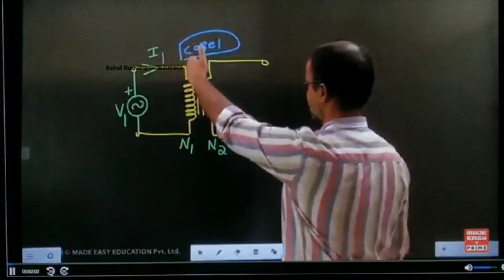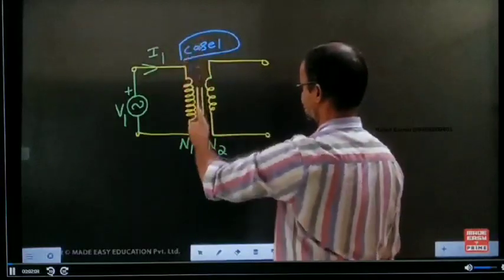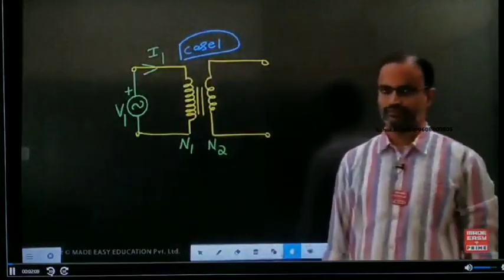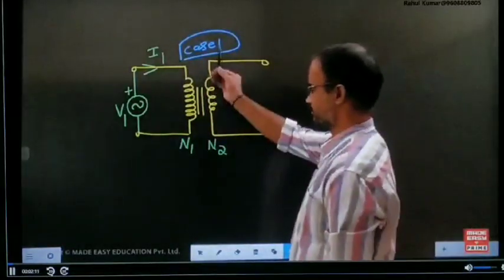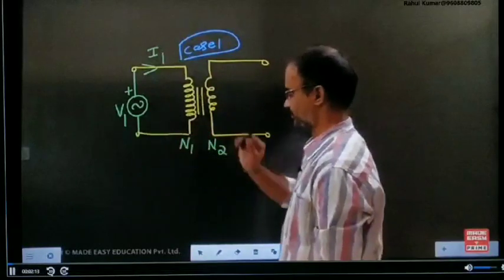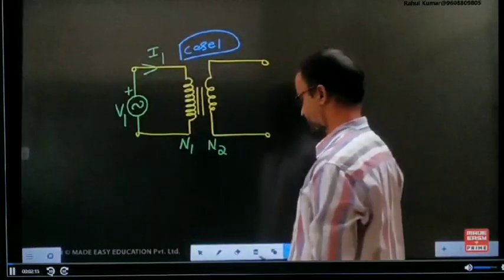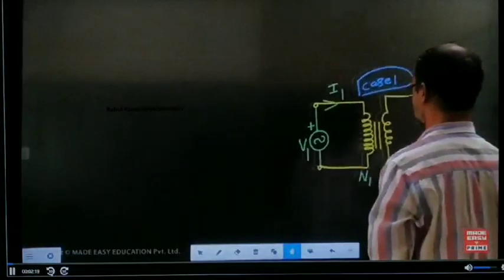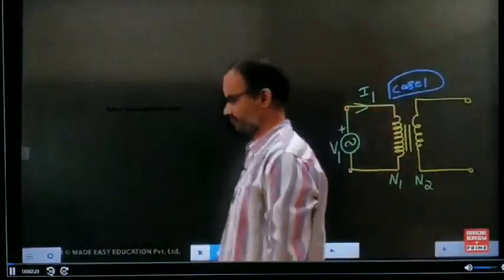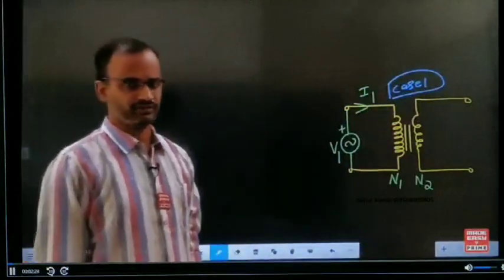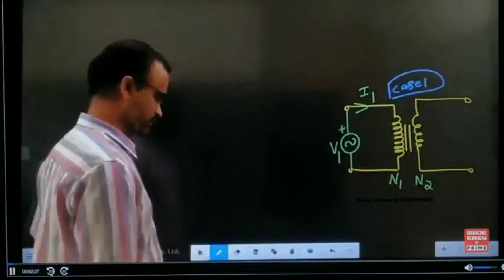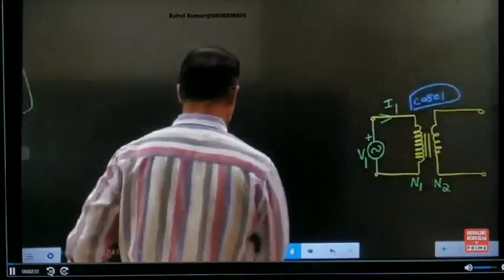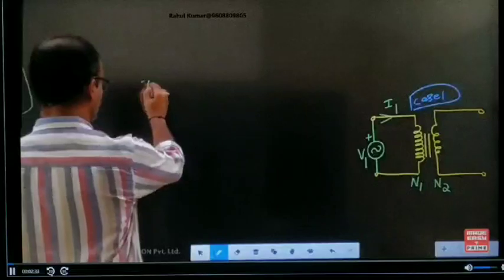Corresponding to this transformer, N1 is the number of turns in the primary winding. N2 is the number of turns in the secondary winding. Now, case 1: the source is connected to only the primary side, and the secondary is open circuited. Whenever the V1 source is connected, it circulates a current I1.